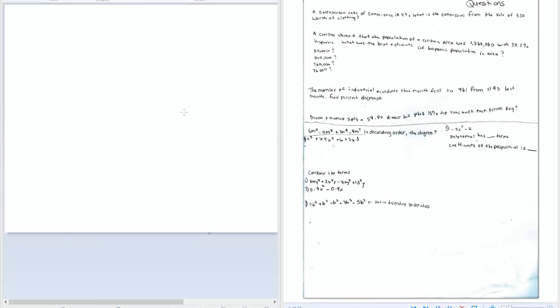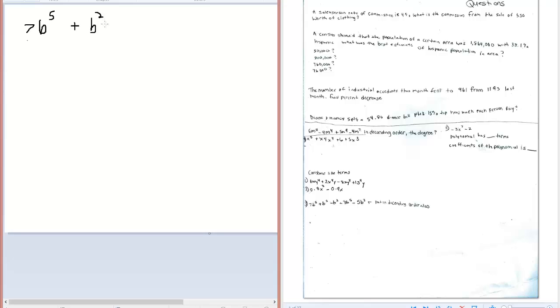Okay, so here we have number 3, which is right here. So the question is 7b to the degree of 5 plus b to the degree of 2 minus b to the degree of 3 minus 3b to the degree of 5 minus 5b to the degree of 2.